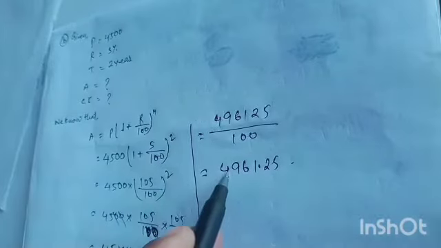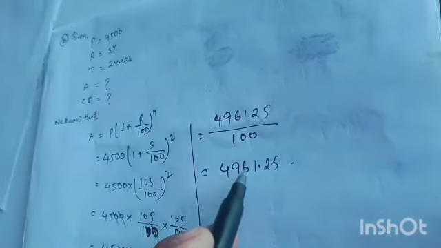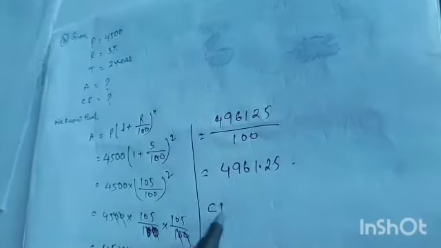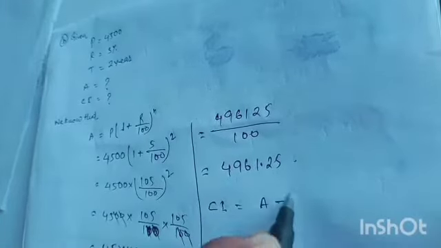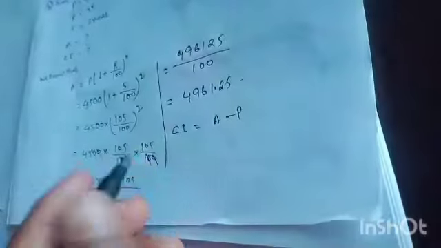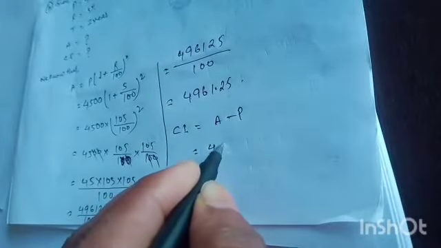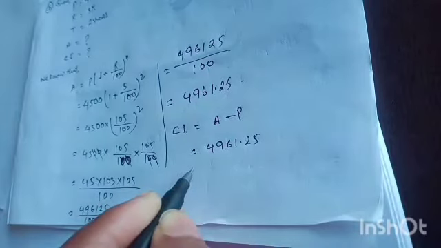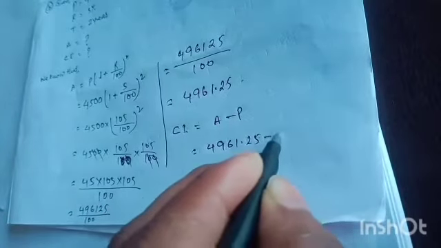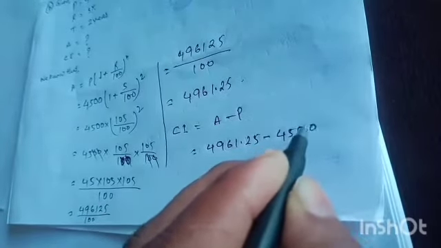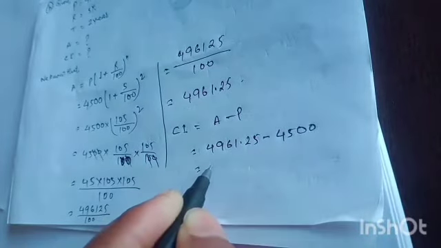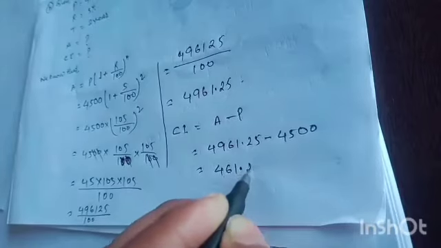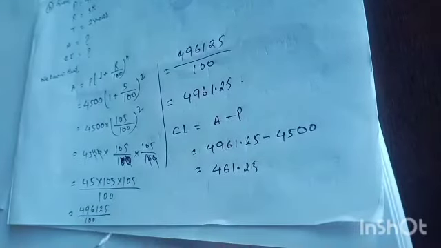So the amount will be 4,961.25. Okay, so the required compound interest CI is equal to how much? Amount minus principal. So the amount is 4,961.25, minus 4,500. So it will be 461.25, that will be the interest.